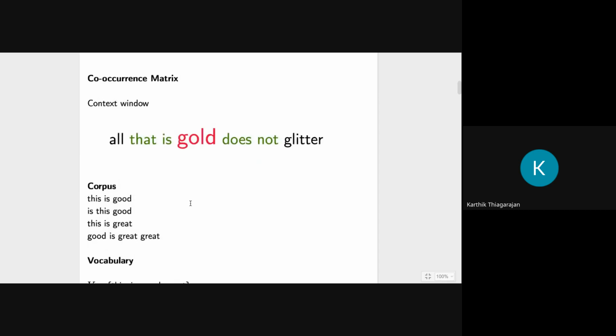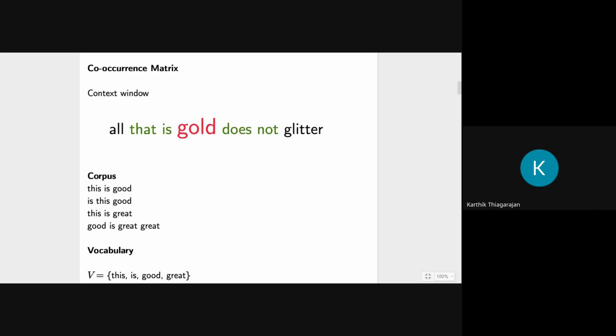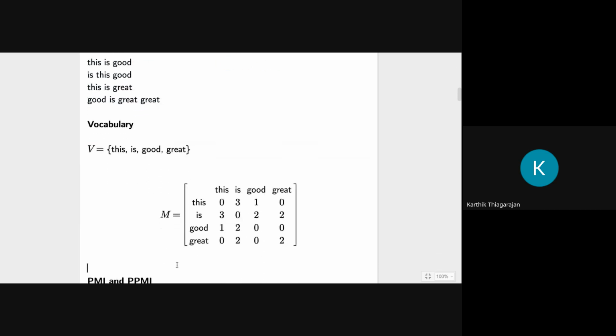Now, how do you build the co-occurrence matrix? Once again, the same process you follow. You have a corpus. For example, if this is the corpus, then you build the vocabulary out of that corpus, and then you get the individual co-occurrence counts, right? So how do you read the co-occurrence counts? The rows are the target words. You call them the target word, and the columns are the context word.